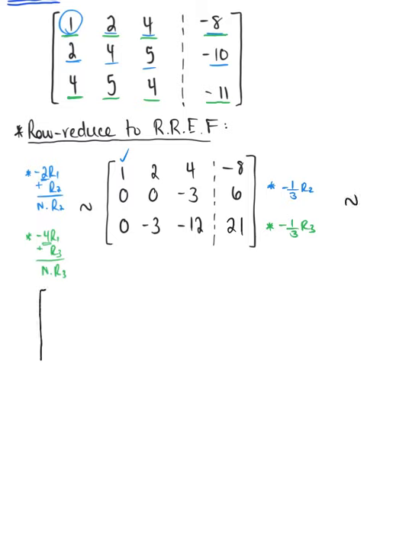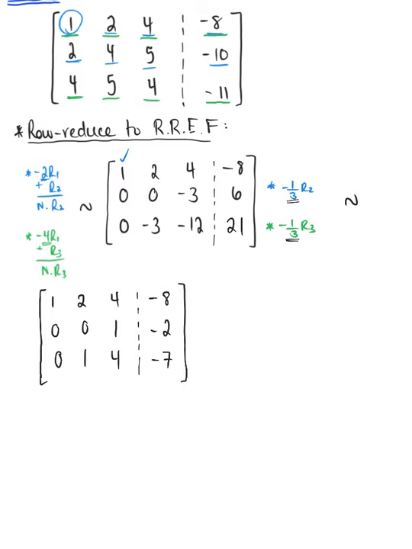So again, that first row remains as it is. 1, 2, 4, -8. And now we have scaled our second row by a factor of -1/3. So this will become 0, 0, 1, -2. And now we want to go ahead and scale the third row by a factor of -1/3. So this becomes 0, 1, 4, -7. So smaller numbers are always easier to work with.